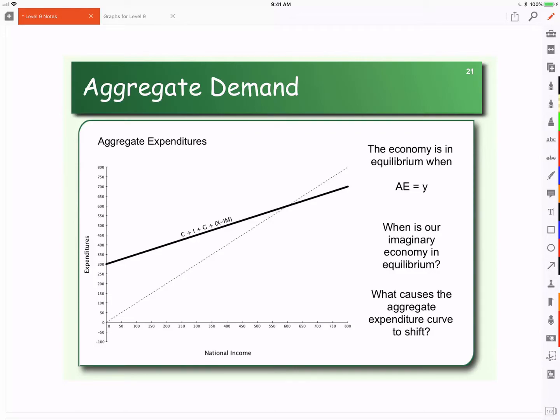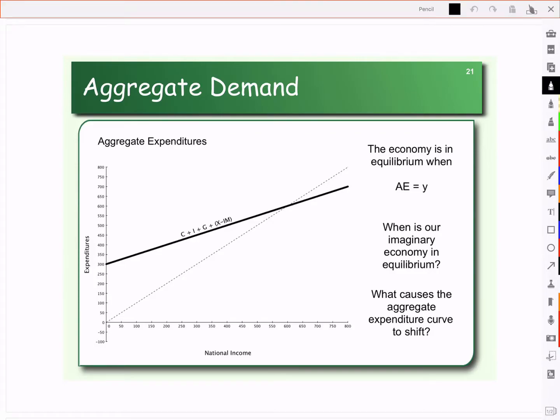So we've now found the formula for aggregate expenditures for our imaginary economy, right? We found aggregate expenditures, which are C plus I plus G plus X minus IM. We found the formula for this was 300 plus 0.5y. And from there, we can plot against a 45-degree line, and we found our equilibrium. And in the imaginary economy, we were at equilibrium when our income was 600.